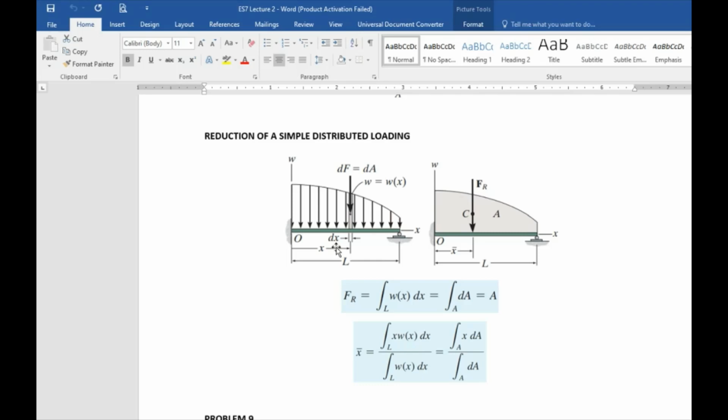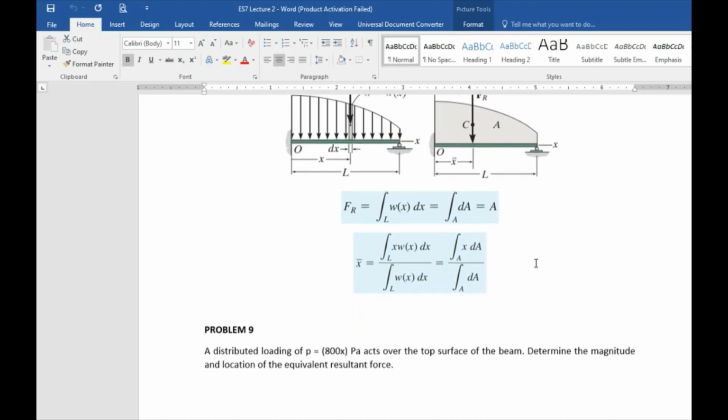What it says is that the resultant force would be the integral of this area here. And the x bar, or the location of the resultant force, would be the integral of x dA over the integral of dA. So, to better illustrate, we have the following problem.